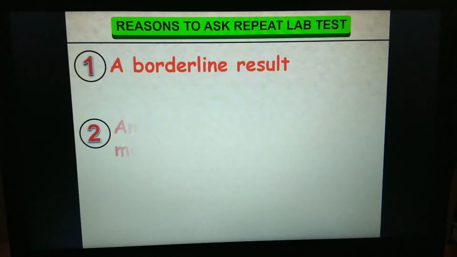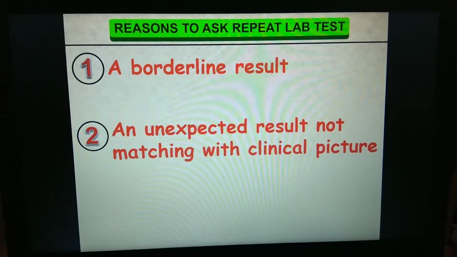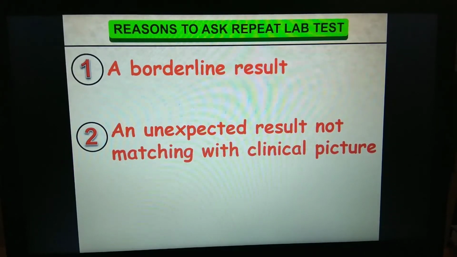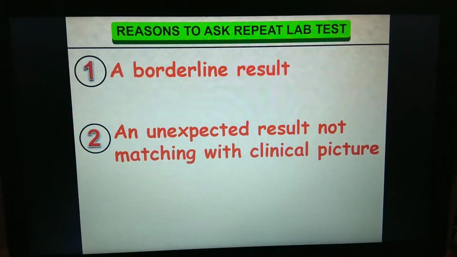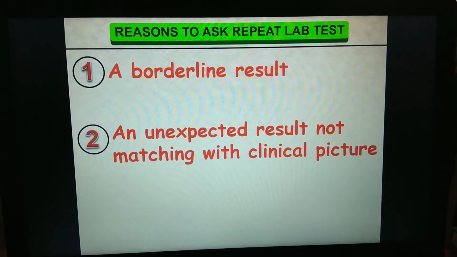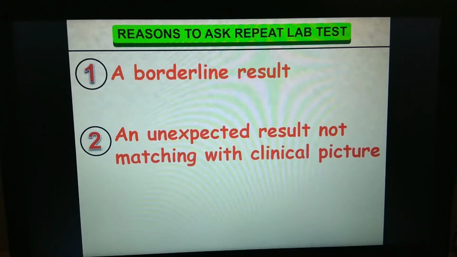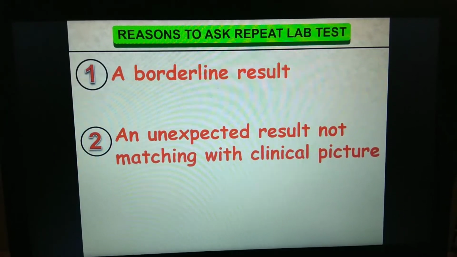The second reason for asking a repeat lab test is an unexpected result not matching with the clinical picture. Obviously, both clinicians and pathologists wonder if any error has occurred in reporting, and hence, just to be sure that there was no error in testing, a repeat test is asked for.